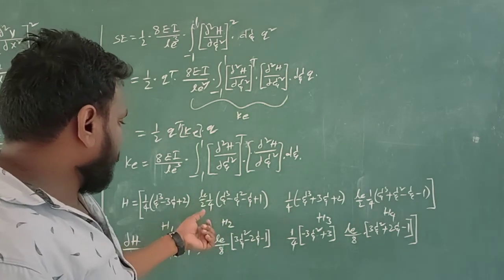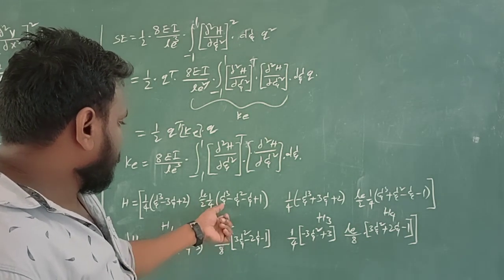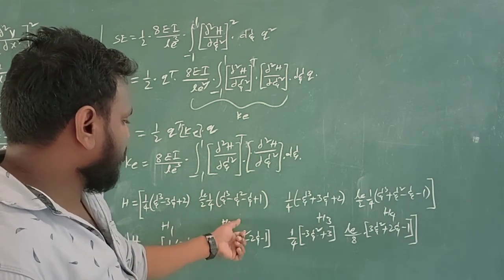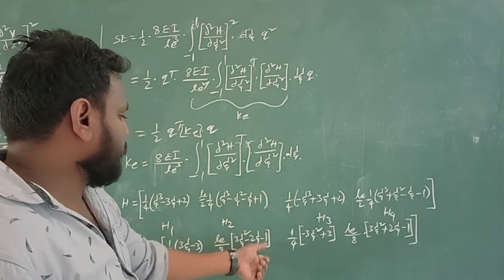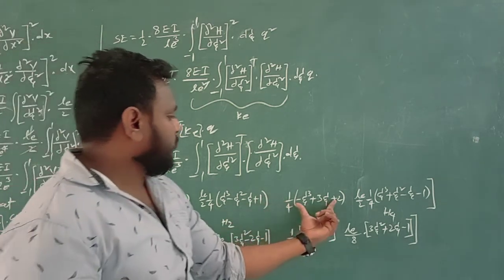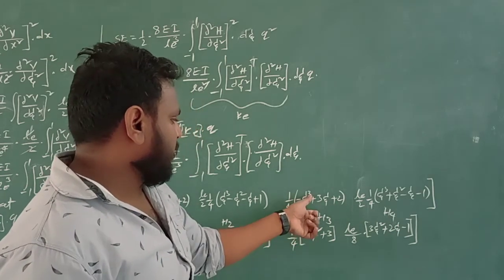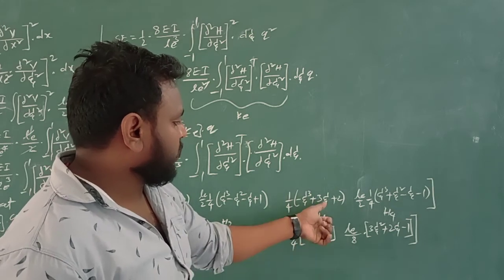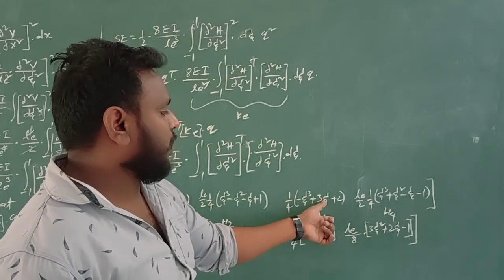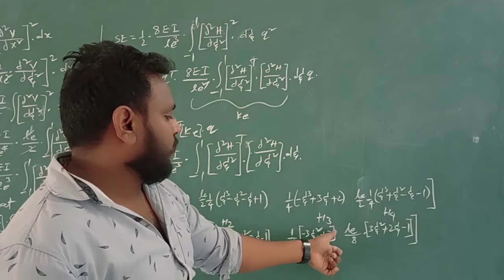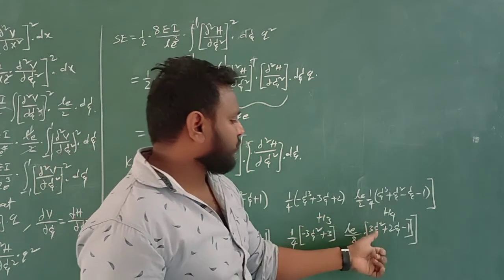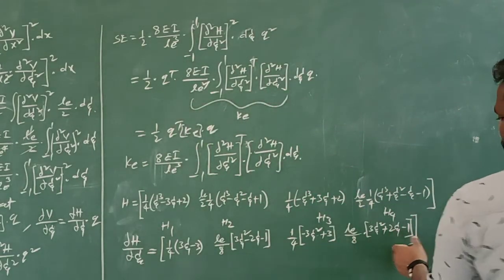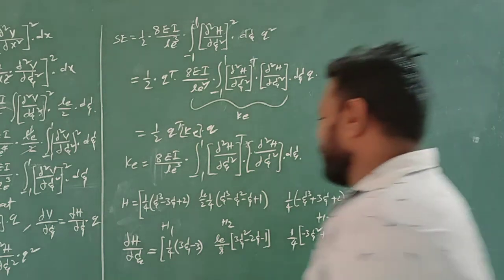Next, LE by 2, 4 twos are 8. J cube differentiation is 3j square, minus 2j, and the differentiation of minus j is minus 1. Then for the last, j cube differentiation is 3j square plus 2j, minus 1, with LE by 4. So finally we got 3j square plus 2j minus 1.